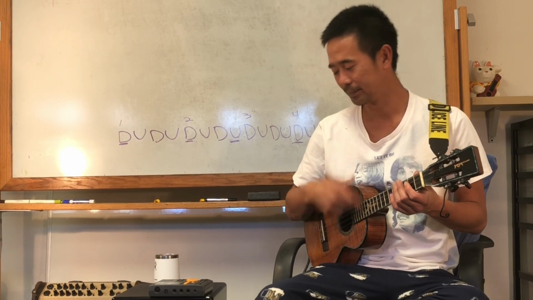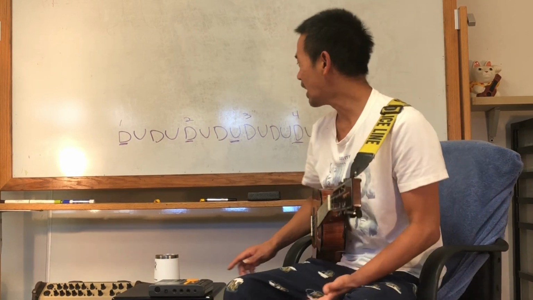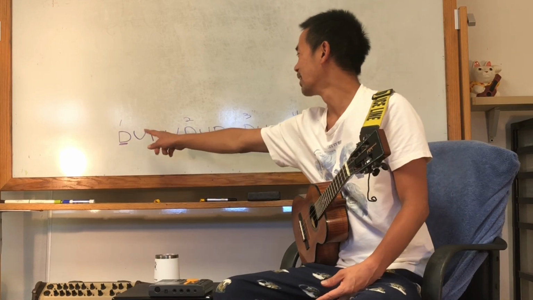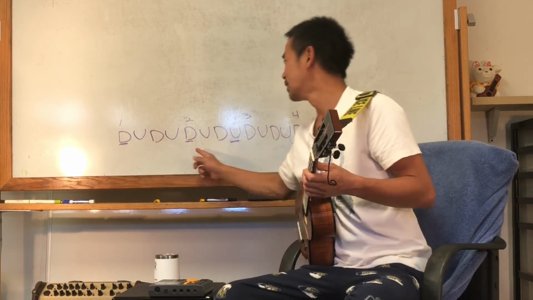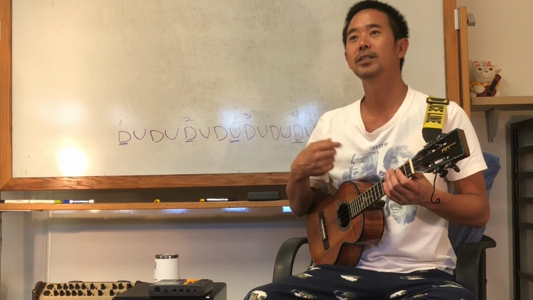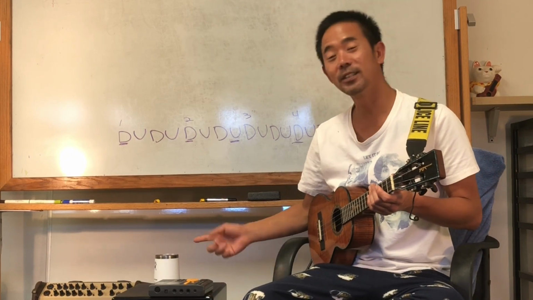One, and up, two, and up, three, and up, four, and up, one. Okay, and so now let's do the accents, and we're going to stop on 1 and 2. So we're just going to go 1, 2, and stop. Okay, so let's do that a few times.